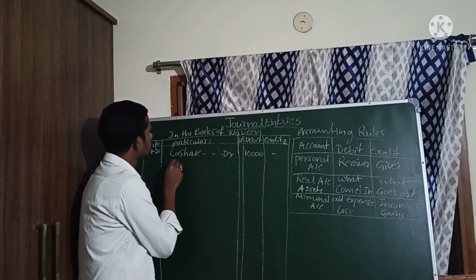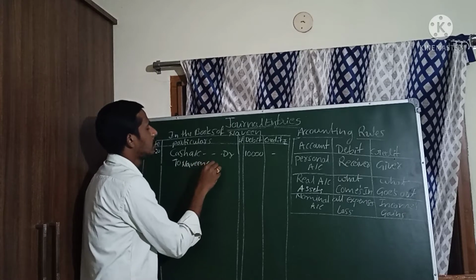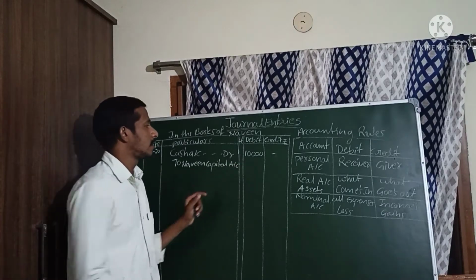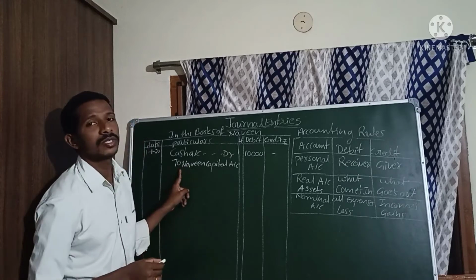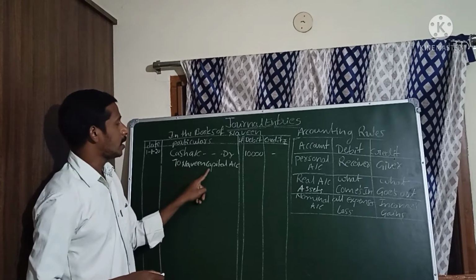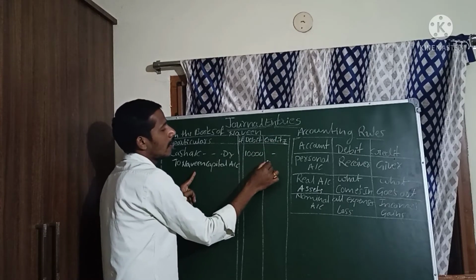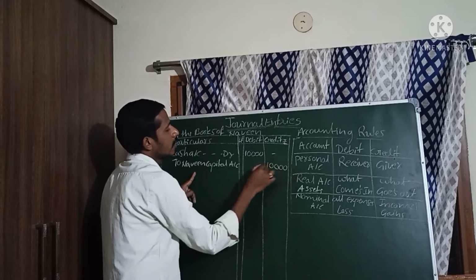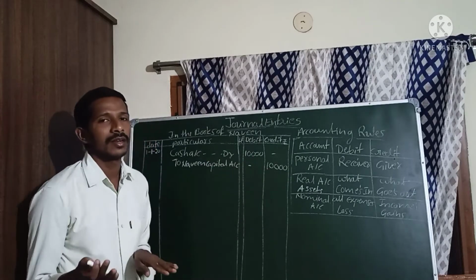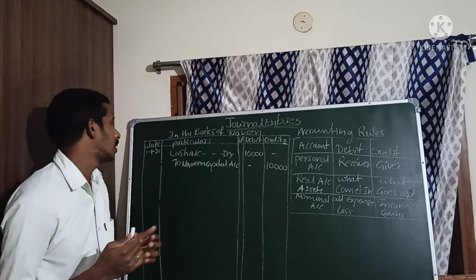So I'm writing To Naveen capital account. Credits, you should start with To. Give some space and write down To Naveen capital account. Credit means the second column. Here, credit column 10,000, dash. See, now debit column 10,000, credit column 10,000. Both equal. The debit must be equal to the credit.